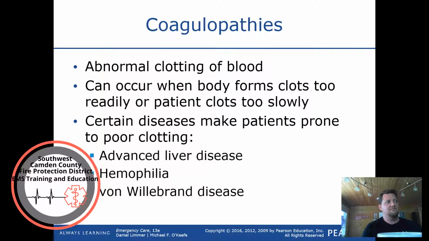Coagulopathies. This is abnormal clotting of the blood. It can occur when the body forms clots too readily or the patient clots too slowly. Certain diseases make patients prone to poor clotting, such as advanced liver disease, hemophilia, and von Willebrand disease. All of these things create this poor blood clotting.